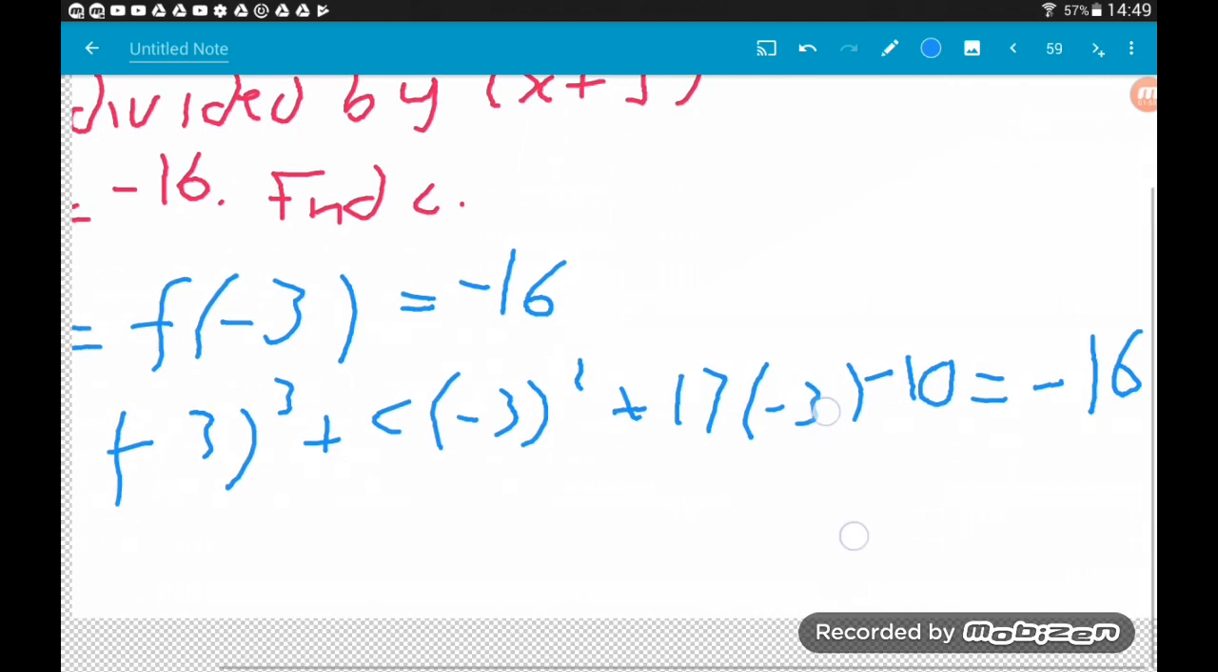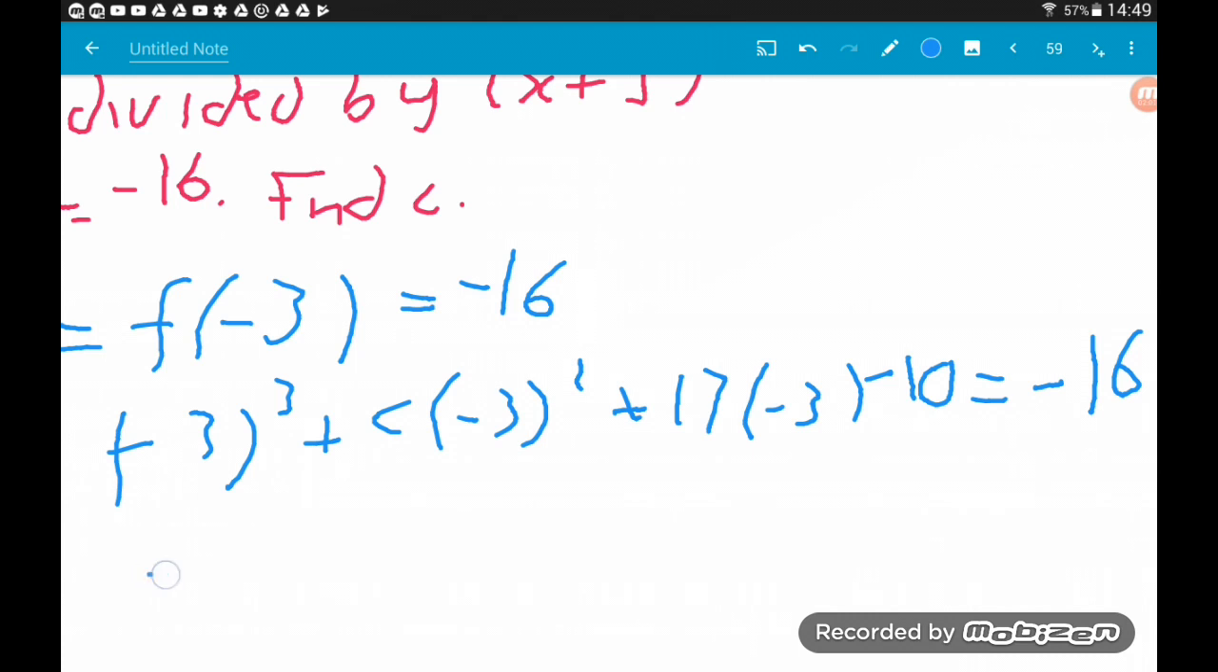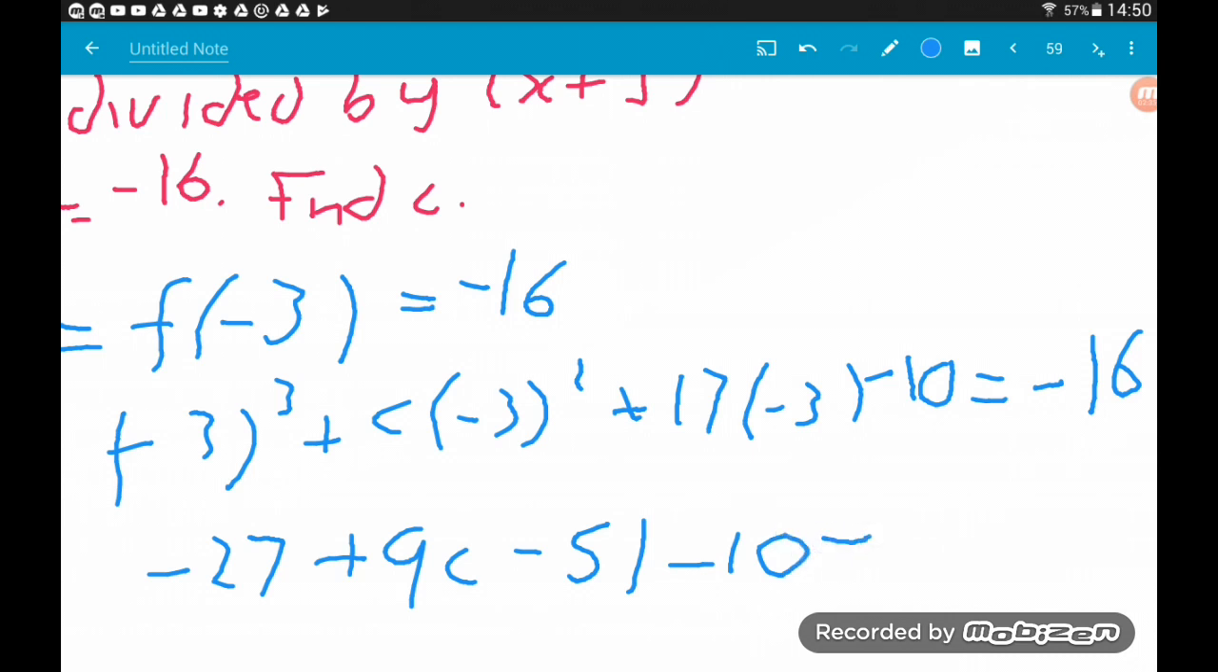So minus 3 cubed is minus 27. Then we got minus 3 squared times c. Now minus 3 squared is 9. So we got plus 9c. Then we got 17 lots of minus 3. Minus 3 times 17 is minus 51. Then we got the minus 10 on the end. Now we know all of that is equal to minus 16.